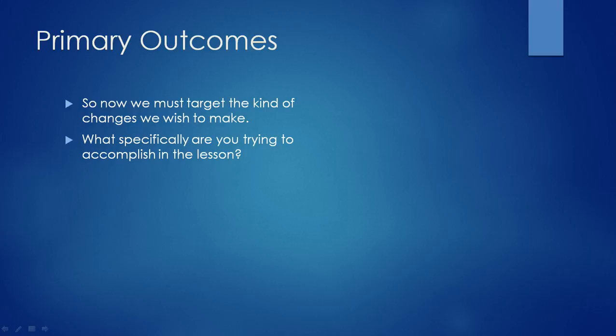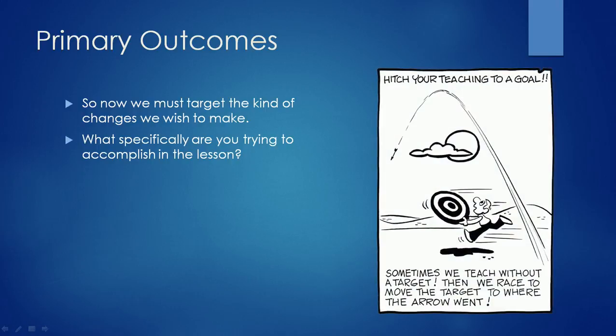And what change do you hope to have accomplished by the end of that 50-minute session with them, or the end of that semester, or whatever it is? If you don't have a goal, if you don't have a primary outcome in that lesson or in that unit of study or in that semester, then you're like the guy who shoots an arrow into the air and tries to chase it with the target. Sometimes we teach without a target. Then we race to move the target to where the arrow went. I mean, that's ridiculous, right?